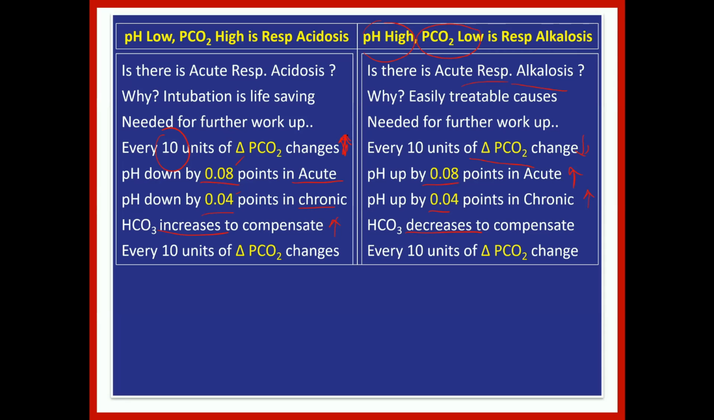Then, how about the compensation from the kidney? In acute, not much. In chronic, it will be there. That way we'll see how to work it out. The bicarbonate compensation occurs for every 10 units of PCO2. Again, we will calculate that. That is the bottom part of the slide.